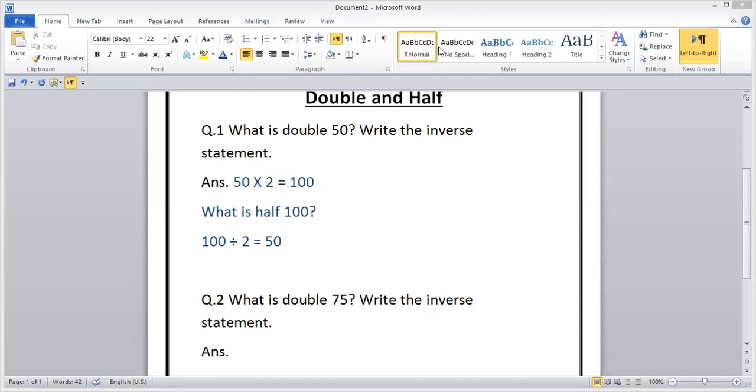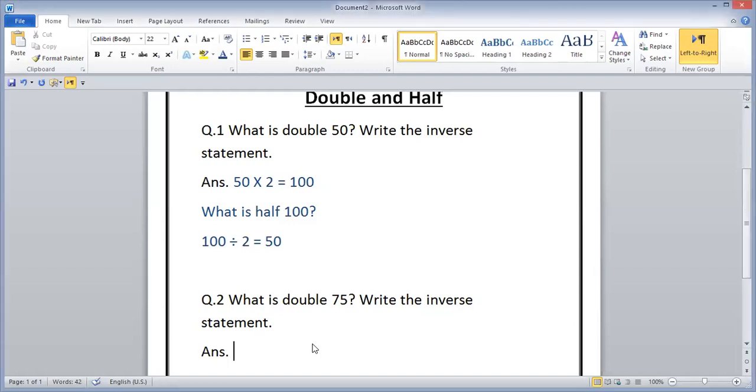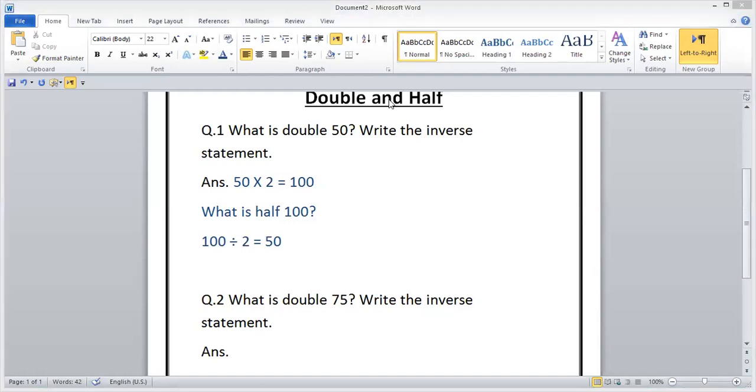Yes, guys. What is the double of 75? First, tell me what is the double of 75? Very good, Sharif. Very good, Adam Khalid. Very good, Hamedo. What about other students? Please answer. Ali, very good. Majid Awad, very good.